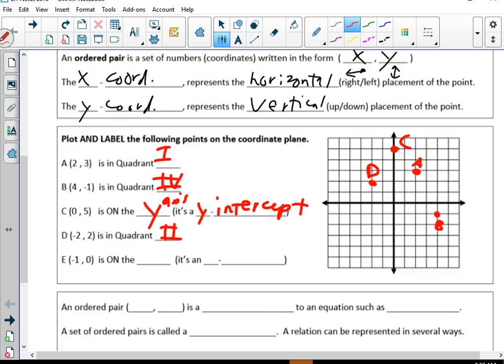Then we have negative 1, 0. Okay? It's on the y-axis. Like I said, x-axis. Let's see if you're paying attention. It's on the x-axis. It is an x-intercept. Again, I don't make mistakes. I just throw things out there to see if you're paying attention. Now, the only thing we don't have is we don't have anything in the third quadrant. So that would be something like -3, -7, left and down.